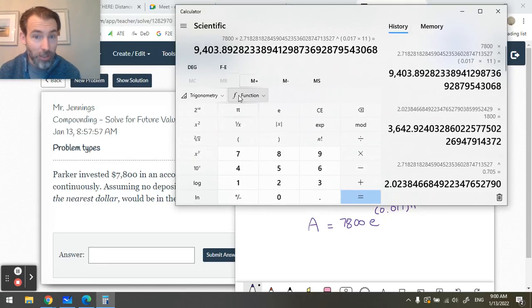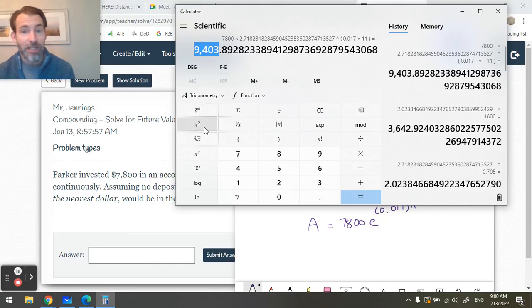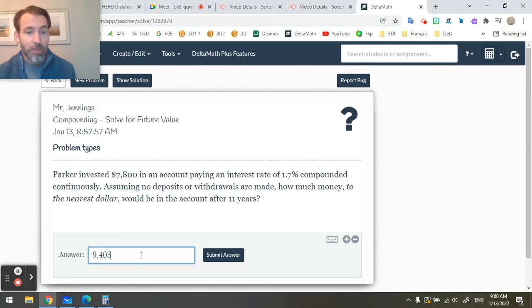I also want to look at my answer and say, does that seem reasonable? And I've been asked to the nearest dollar, so I'm going to take that and add 1, because 89 cents is nearly a dollar. 89 is also a Fibonacci number. So here we go. There, and don't put in a comma.